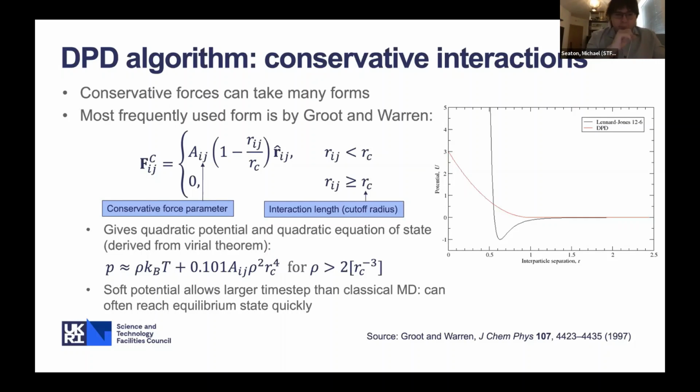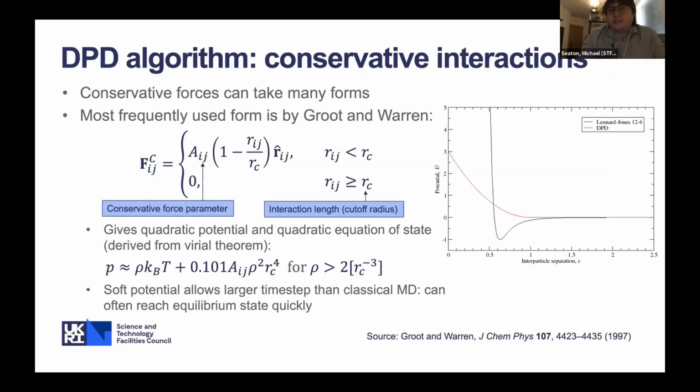The other thing is that this form of interaction force will also give you a quadratic equation of state. So the pressure of your fluid will at least partially depend on the square of the particle density. And this means that although it's not necessarily a particularly realistic equation of state, it means that we do have some non-ideality compared to, say, an ideal gas.